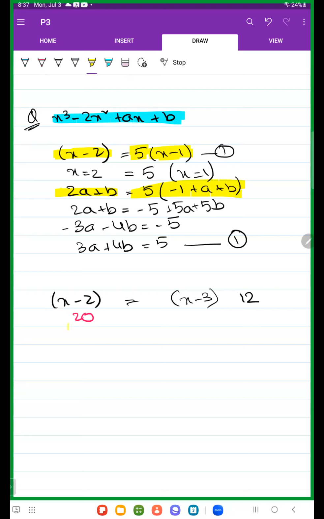It's saying when I divide by x minus 2, it's 12 less. However, when I divide by x minus 3, it's greater by 12, yes? So there'll be a minus over here. You understand? Yeah. Are you sure you understand? Yes.